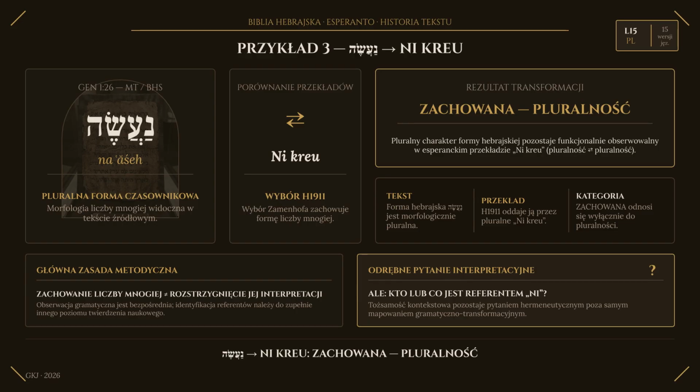For the Hebrew na'aseh, Zamenhof chose nikro. Here, the plural morphology is maintained. However, identifying exactly who ni refers to is a separate hermeneutical question that lies beyond simple morphological mapping.